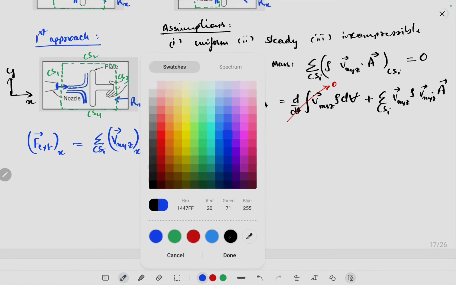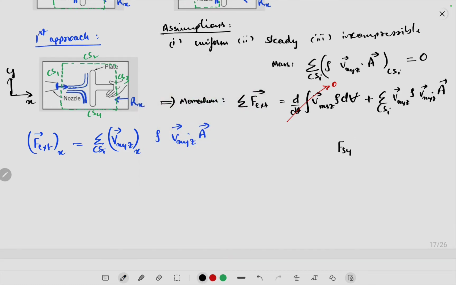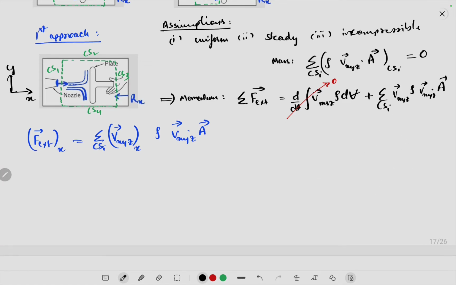And please also note that the force on the system is equal to force on the control volume. This is because while deriving Reynolds transport theorem, we assumed that the system and control volume coincided at t is equal to t naught. Okay, all right.